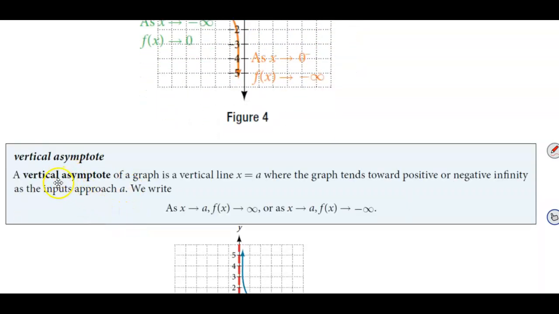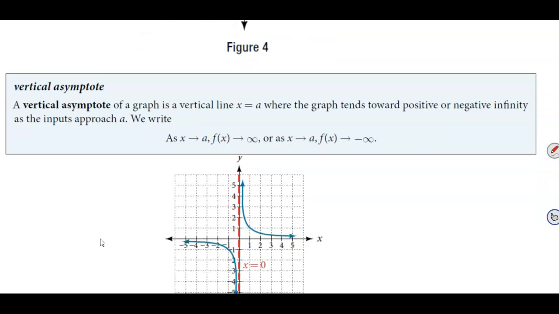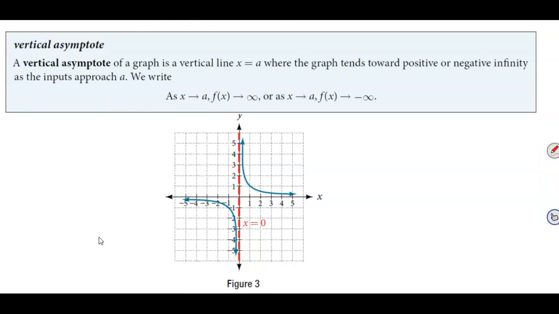Now, a vertical asymptote of a graph is a vertical line x equals a, where the graph tends toward positive or negative infinity as the input approaches a. So we write, as x approaches a, the output approaches infinity, or as x approaches a, the output approaches negative infinity. So here, the red dotted line represents a vertical asymptote, where x is equal to 0.